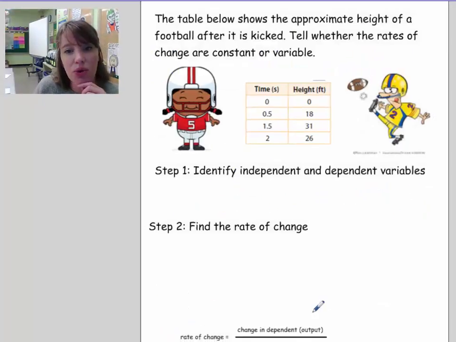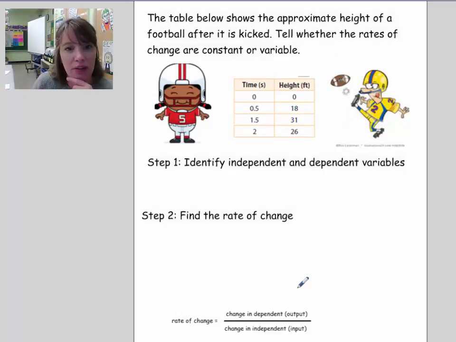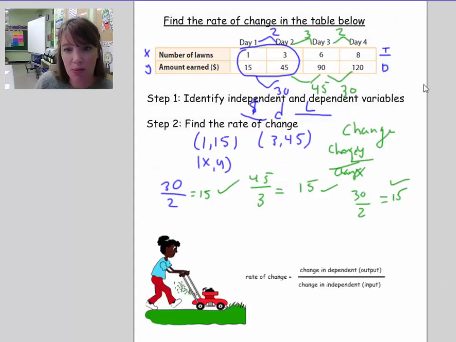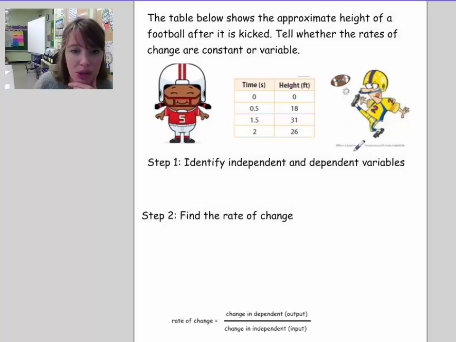Okay, so let's learn how to find a rate of change from another table. The table below shows the approximate height of a football after it's kicked. Tell whether the rates of change are constant or variable. Now, in our previous example, they were all constant. They were always 15. Let's see if it's the same for this table here.